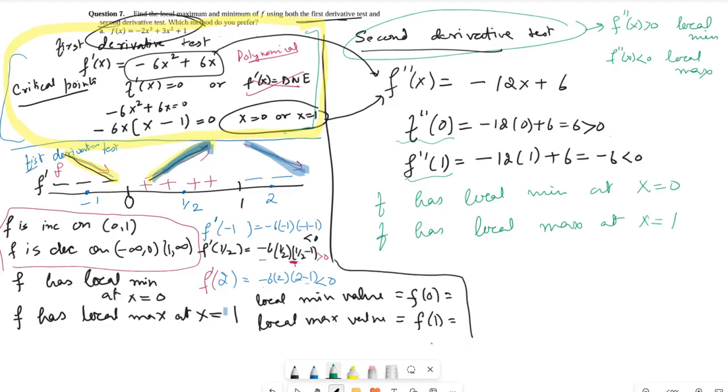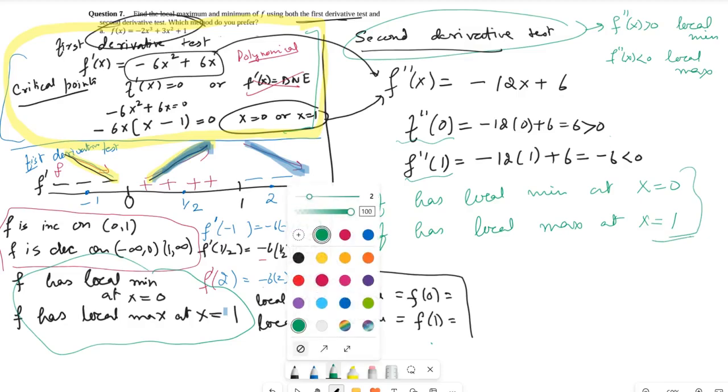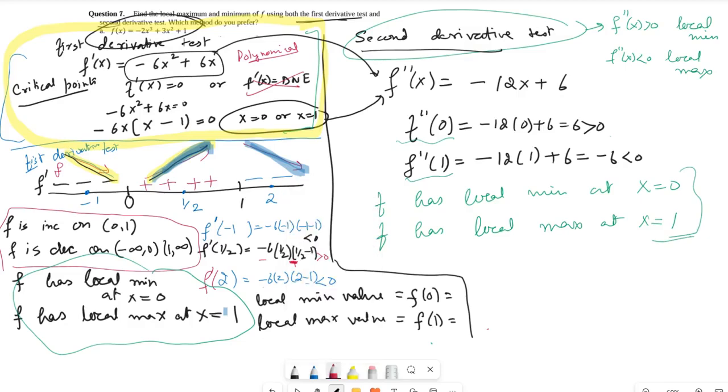You guys notice that's the same result as we found with the first derivative test. So results shouldn't change if your method is correct, right? It's just that these are two different methods. One method is called the first derivative test and the second method is called the second derivative test.